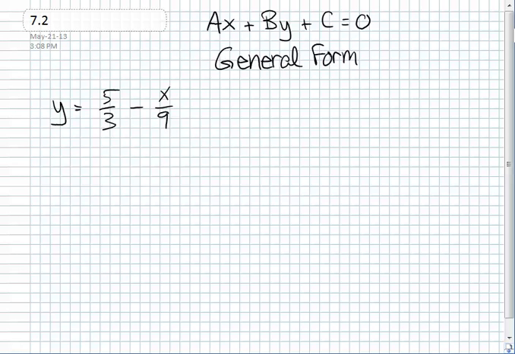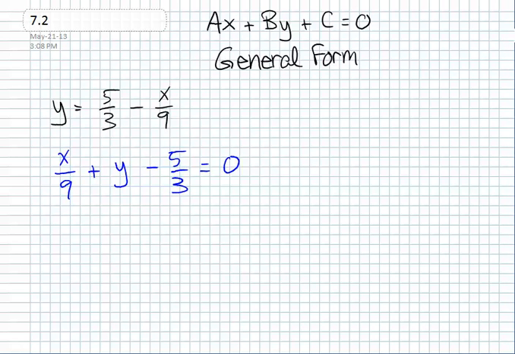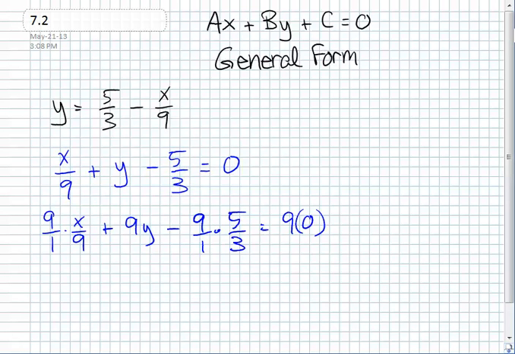Here we go. Let's first of all move everything over to the left-hand side. Okay, so I added x over 9 and I subtracted 5 over 3. I'm going to multiply by my LCD, which happens to be, surprise, surprise, 9. There I am there, multiplying everything by 9. The 9's cancel out here because 9 divided by 9 is just 1. 9 divided by 3 is 3. And so I just go through and do that. So 1 times x is just x, plus 9 times y, which is 9y, minus 3 times 5 is 15, equals 9 times 0, which is 0. There is the answer you should have got.